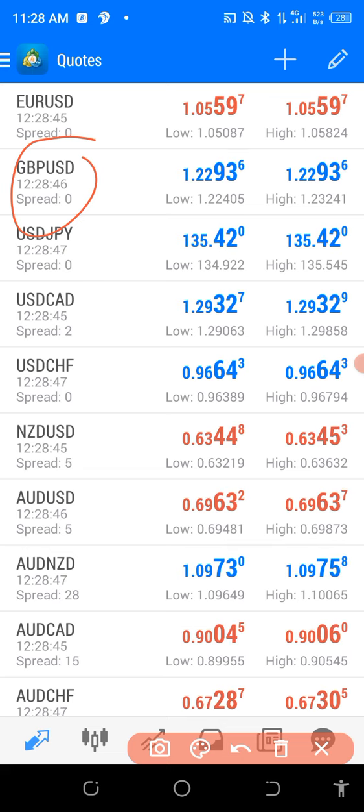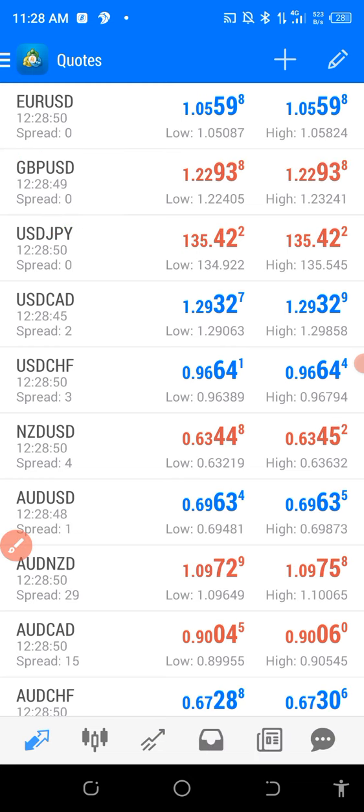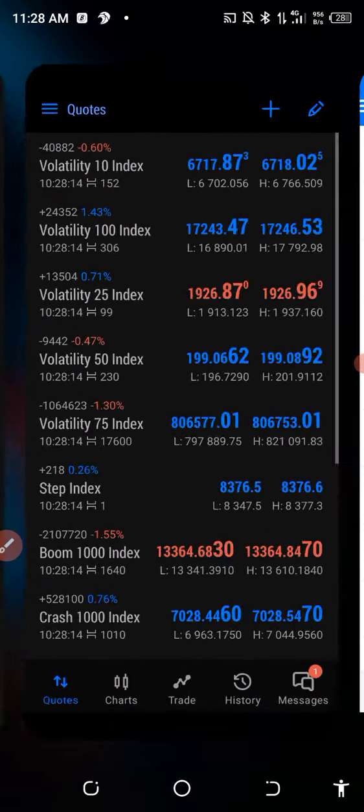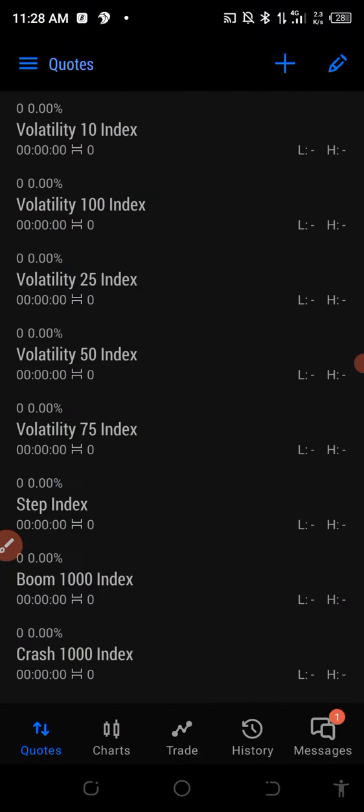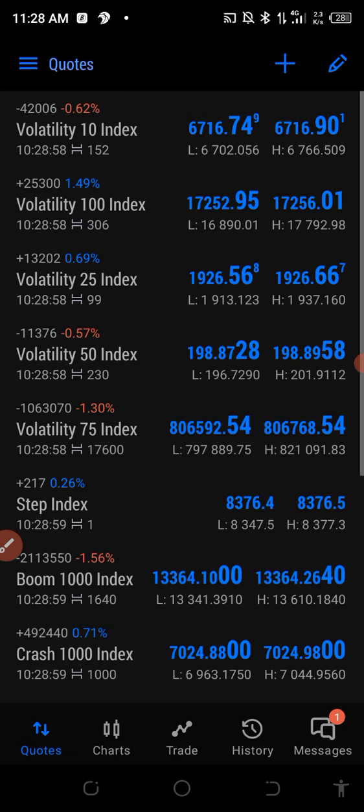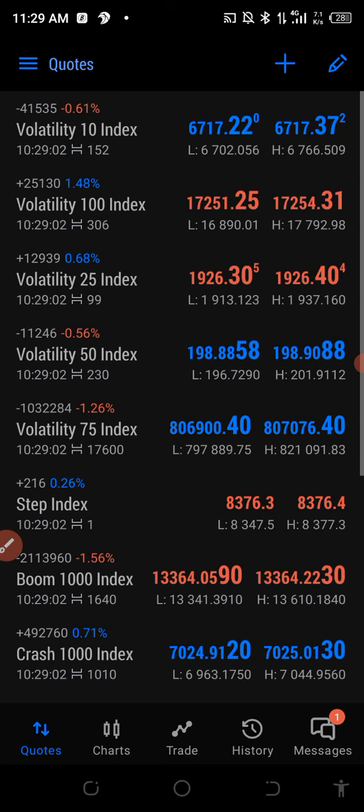USD will be going up. That means Great British Pounds will be going down, will be selling, because it is weak. But on the synthetic market, there's nothing like that. There's nothing that affects the movement. No economy is here. This market is being programmed by the broker, but they move the same way as what?